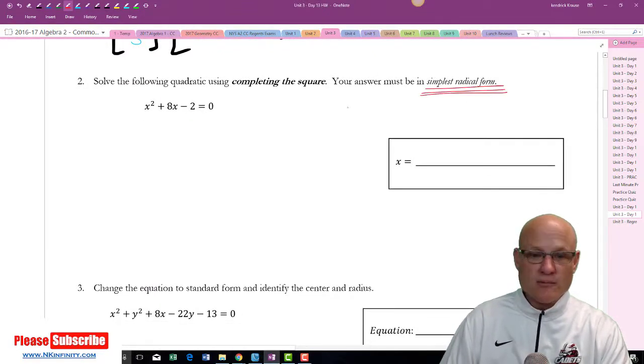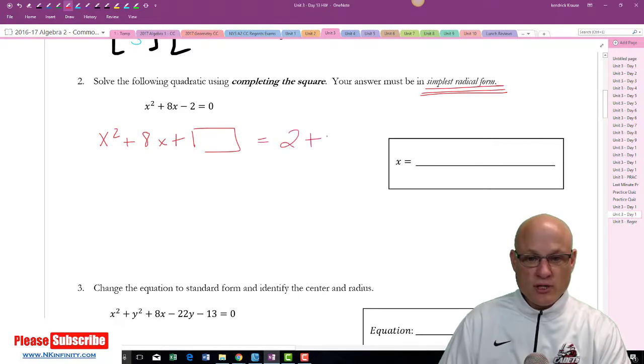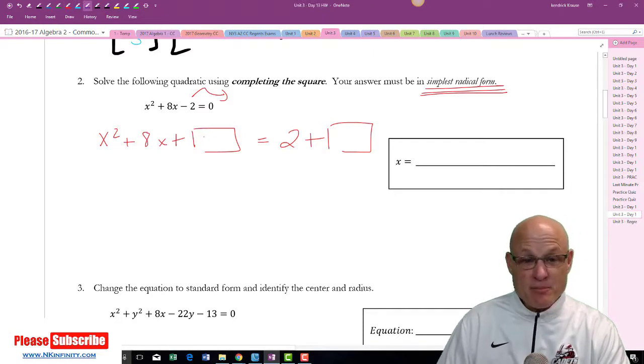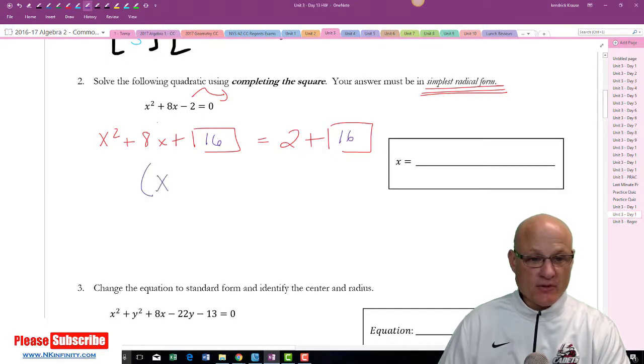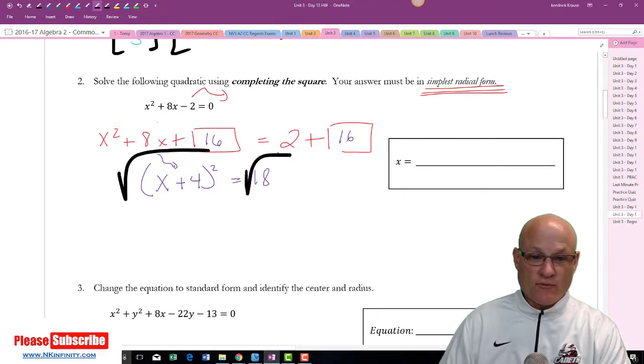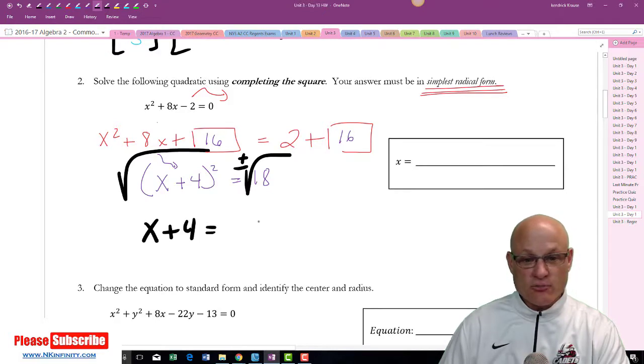Solve the following by completing the square, simplest radical form. All right, so we're going to write it x squared plus 8x plus square equals 2 plus square. Notice I brought the 2 over. What goes in the square? Half the middle, 4 squared, 16. So over here I get a perfect square trinomial, or x plus 4 squared. Remember, half of it goes here. Squared equals 18. Take the square root of both sides. When you take the square root, don't forget to put a plus or a minus. So I get x plus 4 equals plus or minus the square root of 18.